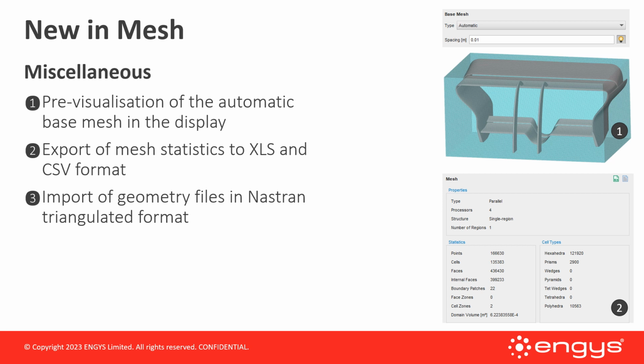Also, this version 4 now supports the export of mesh statistics in both XLS and CSV formats. This enhancement makes it easier for you to analyze and share your mesh statistics with colleagues, or integrate them into external tools for further analysis. And now, users can import geometry files in Nastran triangulated format.